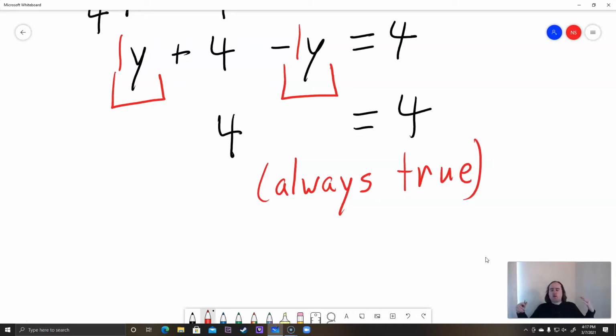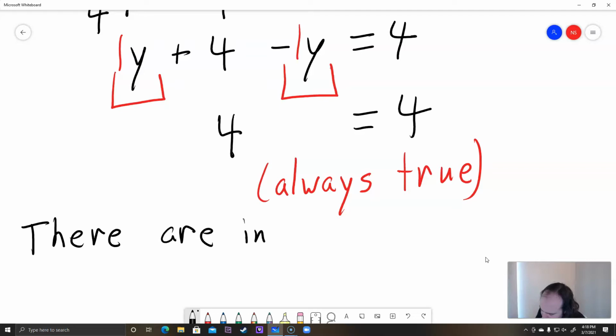So if you get an equation like that at the end that's always true, then that's going to mean that the lines are actually right on top of each other. You can think of them as the same line because they're going to be on top of each other, so they're going to have an infinite number of points of intersection. Okay, so since it's always true, that means they're basically the same line. So what we write is there are infinitely many solutions.